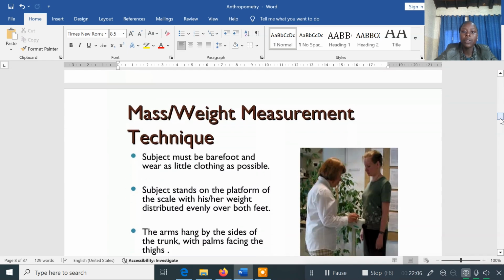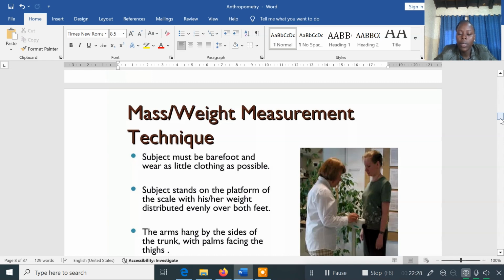So next we are going to look at measurement of weight or mass. So this is the mass or weight measurement technique. What are you supposed to do? One, you have to have your weighing scale, and then the subject should be barefooted still, okay, and wear as light clothing as possible.